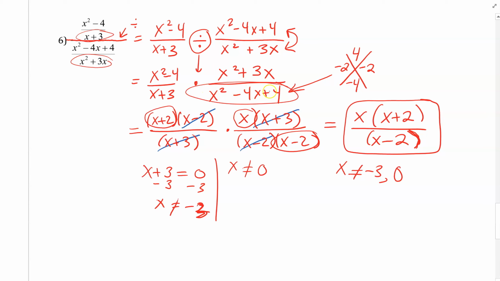And then this guy right here ended up in the denominator, x squared minus 4x plus 4. But that has two of the same factor, so I just need to set one of them equal to 0. And I see, okay, x can't be 2. So as long as x is not any of these three values, these fractions will divide to equal x times x plus 2 over x minus 2. And that concludes our lesson on this, and I will see you tomorrow for some practice.